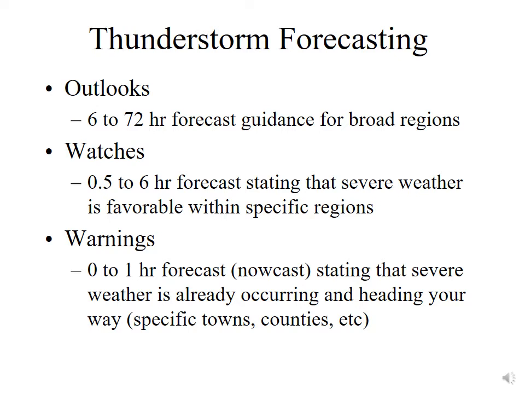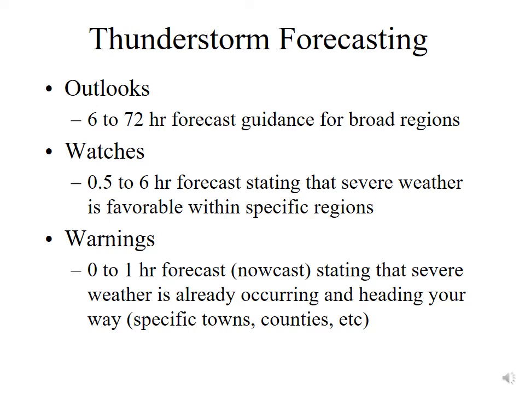And that's as opposed to warnings. Warnings are basically nowcasts, which basically means this is what's going to happen in the next hour. And when you see a warning, it means that the severe weather is already occurring and it's headed your way if you happen to be in the zone where the warning is happening. So this could be a severe thunderstorm warning. This could be a flash flood warning. This could be a tornado warning. All of those things are possible.